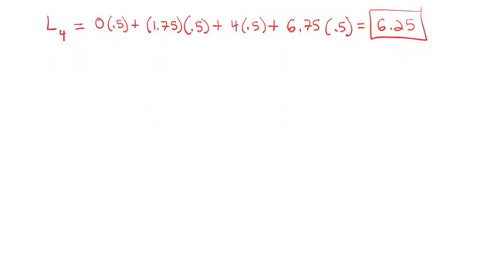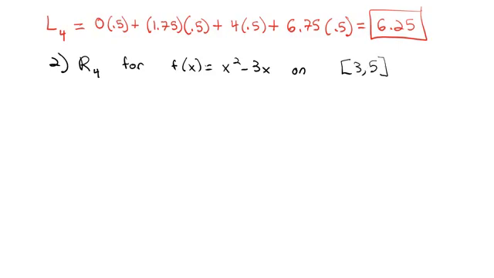Let's do one more example before we wrap up. Very similar, but I want to do 4 right rectangles and see how that compares. So for the same function, f of x equals x squared minus 3x, on the same interval from 3 to 5, we still want to know delta x, which still has the same formula. We take the high minus the low, divide by the number of rectangles. 5 minus 3 divided by 4. So our delta x is still 0.5.